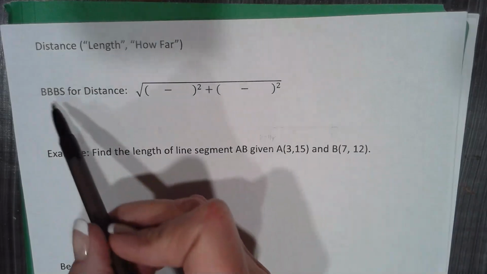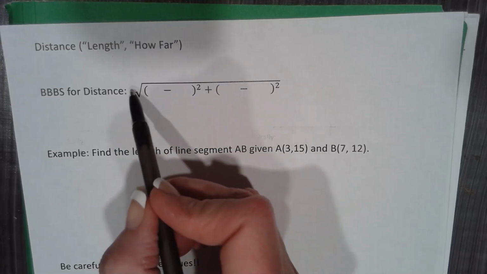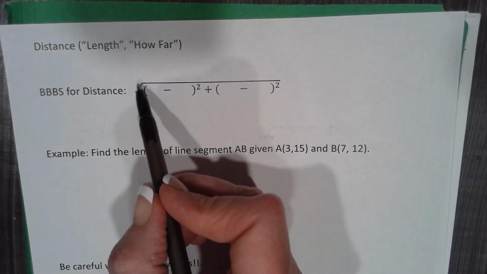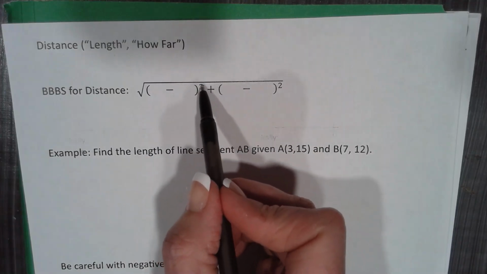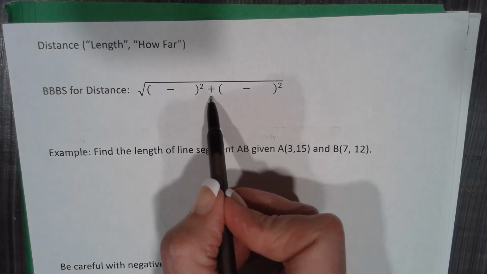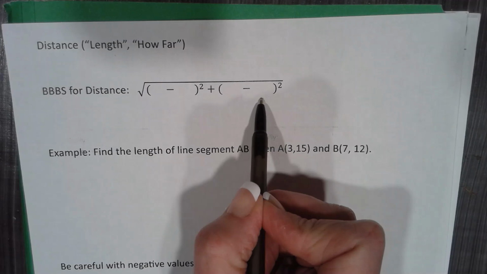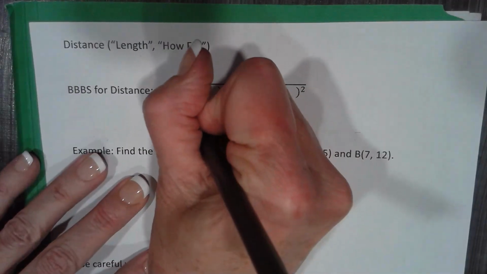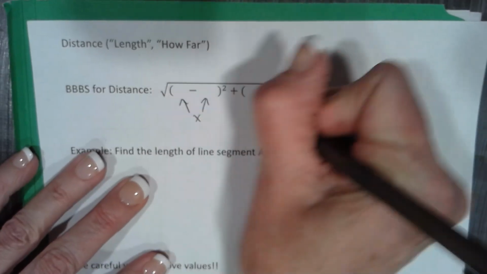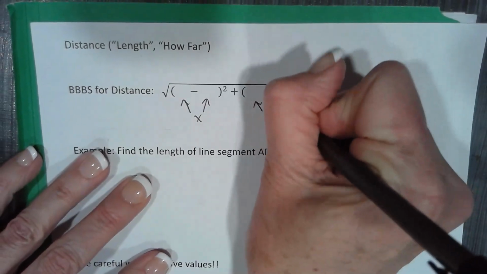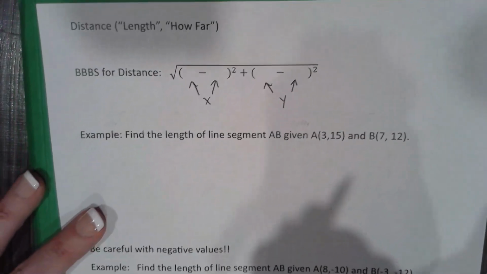And as usual, we've got a structure for distance. It is a really big square root symbol, two parentheses with squares on them and a plus sign in between, and minus signs inside the parentheses. Your x's go in one slot. Your y's go in the other slot, for the endpoints.